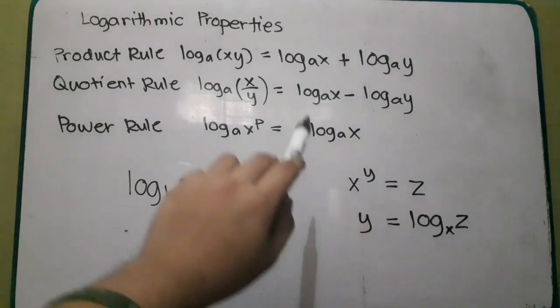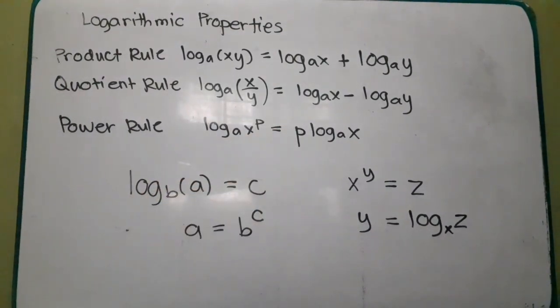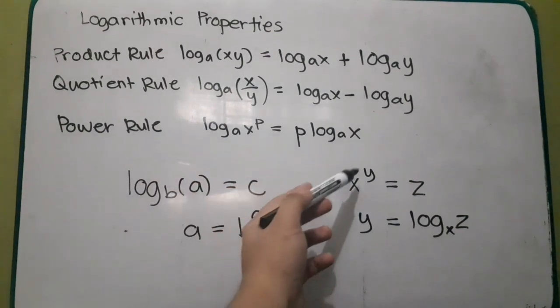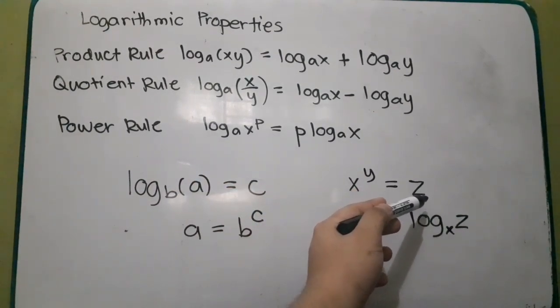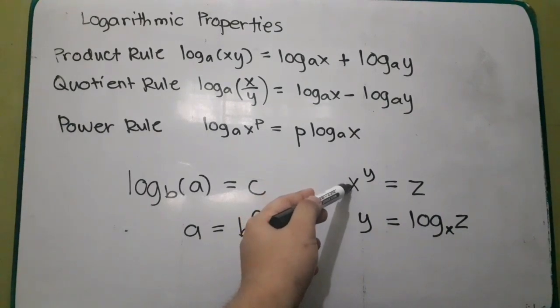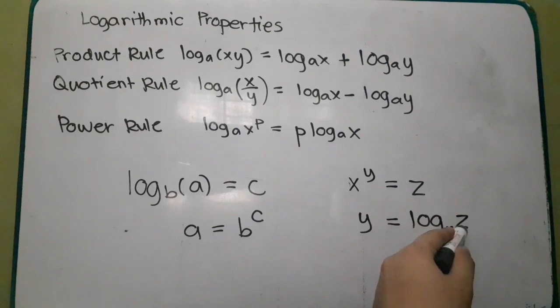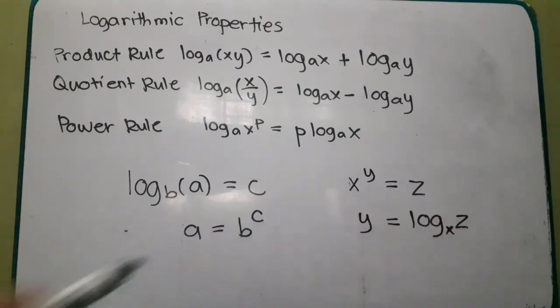Now to rewrite an exponential equation to a logarithm function, x to the y is equal to z. So your base here becomes the base of your logarithm, and z is your number here. So log of z base x is equal to y.